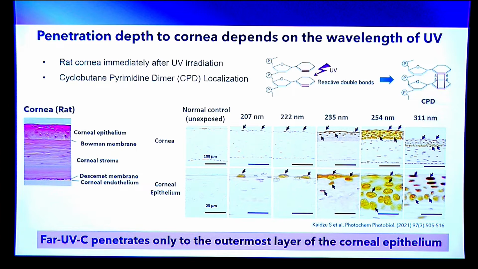This is because Far-UVC has an extremely low penetration depth into tissues. CPDs are produced when adjacent pyrimidine bases in DNA are irradiated with ultraviolet light. So we use CPD as an indicator to observe the penetration depth of UV light with different wavelengths in the tissues. As shown here, 222 nanometer Far-UVC penetrates only to the outermost layer of the corneal epithelium.